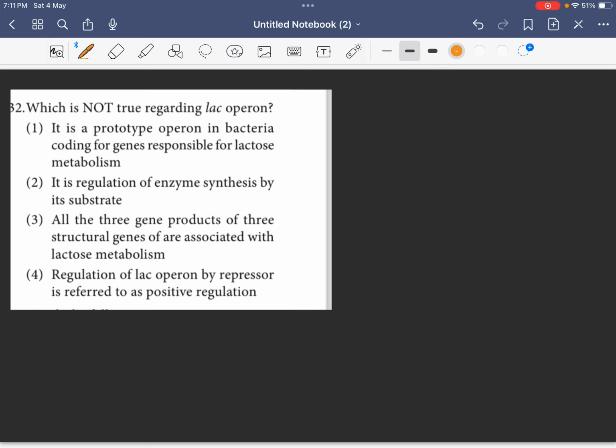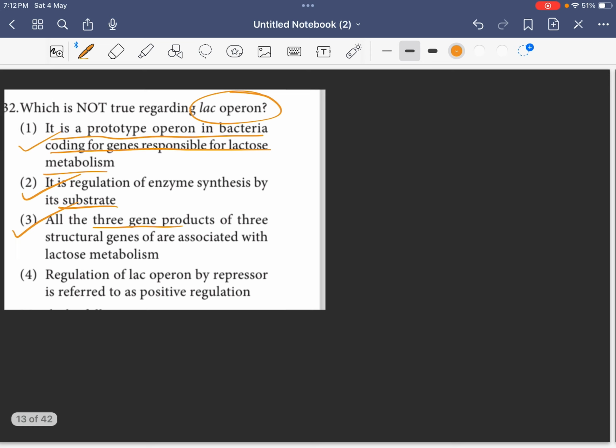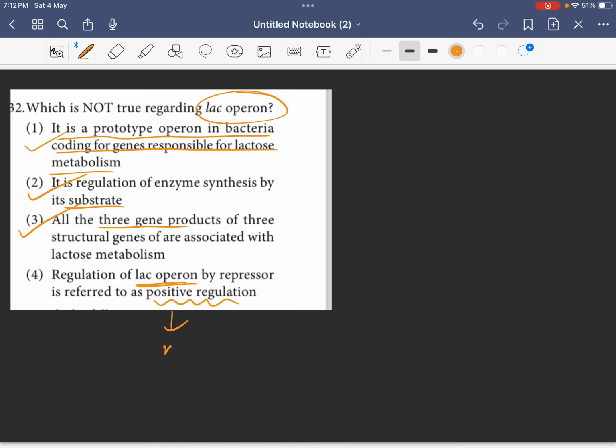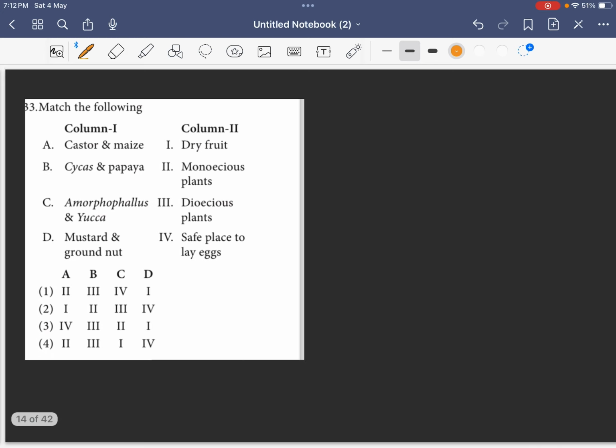Which is not true regarding your lac operon? Let's see. It is a prototype operon in bacteria coding for genes responsible for lactose metabolism. True. It is a regulation of enzymes synthesized by the substrate. Correct. All three gene products of three structural genes are associated with lactose metabolism. True. Lactose operon regulation by repressor. Is it positive? No, it is a negative regulation, right? So here your answer 4 is the first answer that is not correct regarding your lac operon.